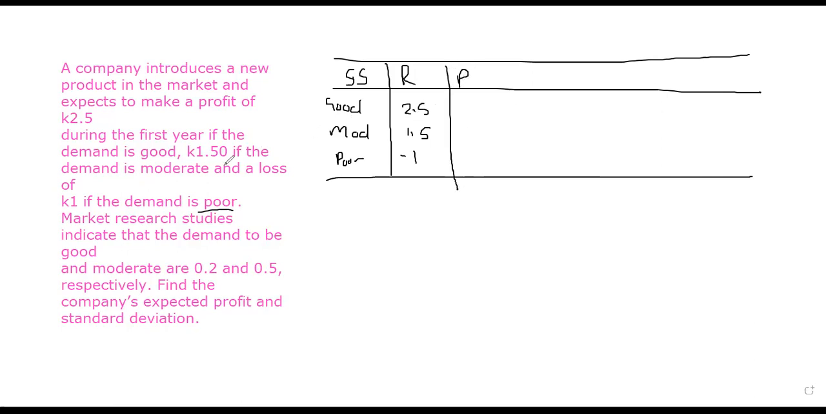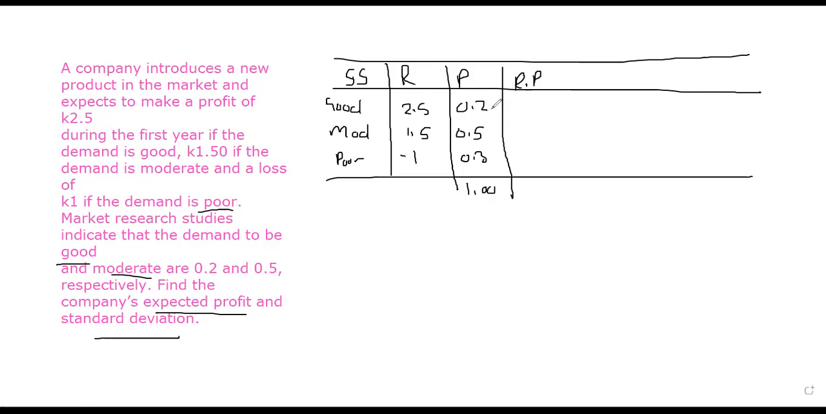Now, given the probabilities as follows, the market indicates that if it is good and moderate, it's 0.2 and 0.5. Nothing is said about poor, but we know that the total here must be 1. So when you total up here, this is 0.3. We are being asked to now calculate the expected profit and the standard deviation. So the return times the probability. The total is called the expected return.